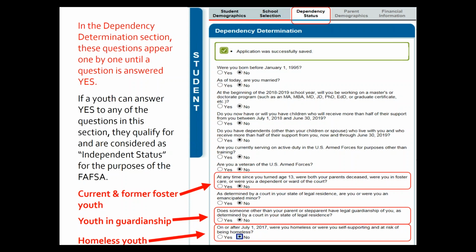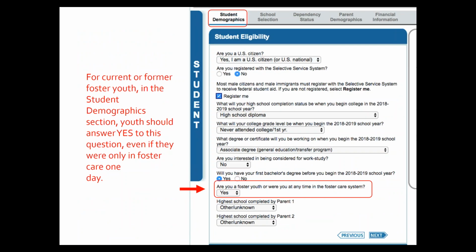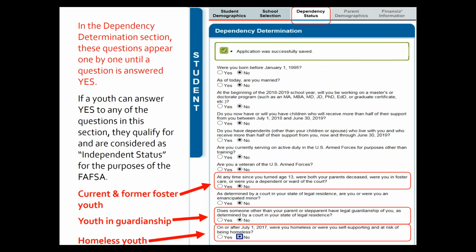So I want to back up because this kind of frames the rest of the webinar here. This section, the dependency status section, is really important, obviously, to understand. But I'm just going to back up here. The student demographics section asks, are you a foster youth or were you at any time in the foster care system? It's really important, even if the youth is identifying as a foster youth in the dependency status section, that they also check this here. If for some reason they went to the dependency status section and say they have dependent children, so they said yes to that question, they're not going to see the rest of the questions here, because as Marisol pointed out, they're going to ask you these questions in the dependency status section one by one until you answer yes to one.